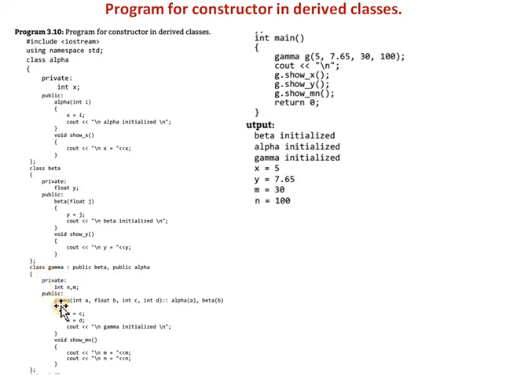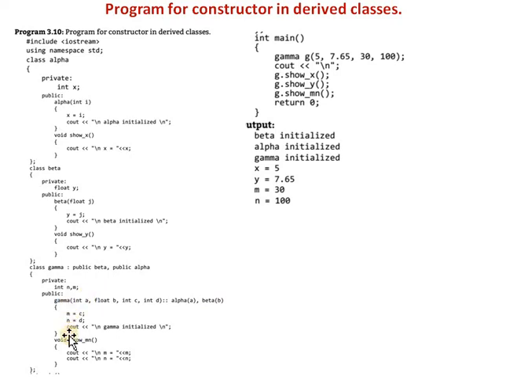Then there is one constructor, gamma. For that constructor, there are four arguments: a, b, c and d. Then the scope resolution operator is used to pass the constructor values for the base classes. By using the scope resolution operator, we are calling the constructors of the classes alpha and beta. Here parameter a is the value for the alpha class and the second parameter b is for the beta class.